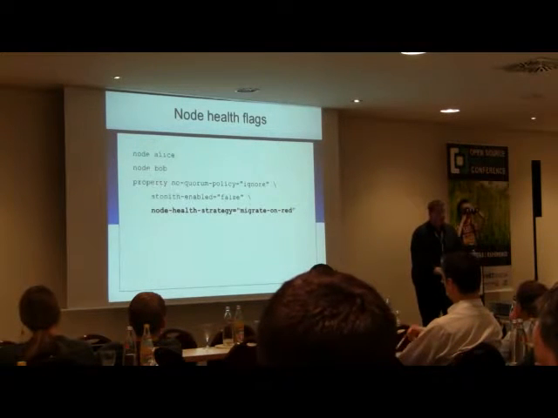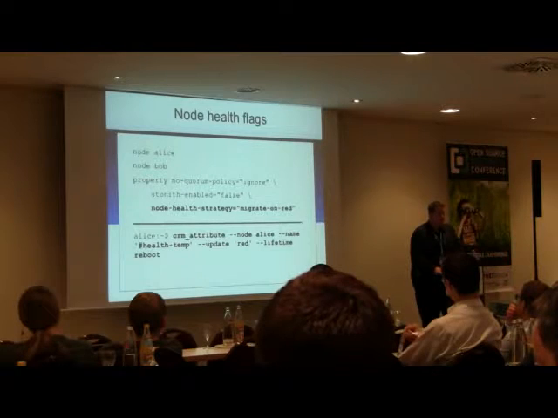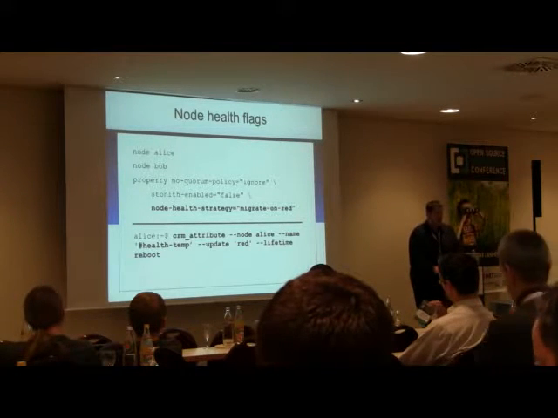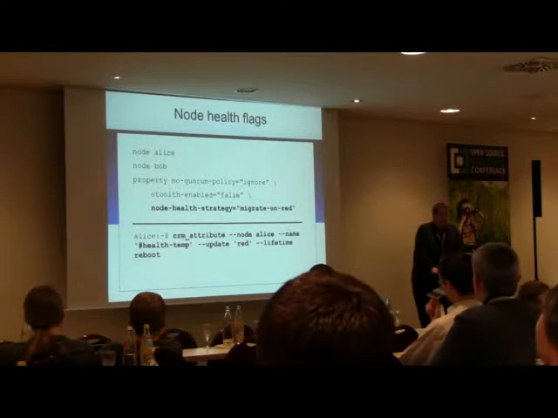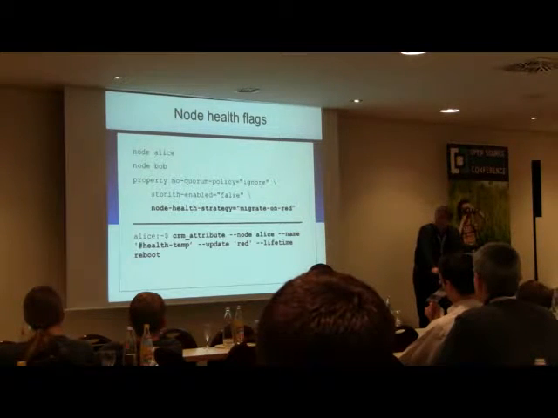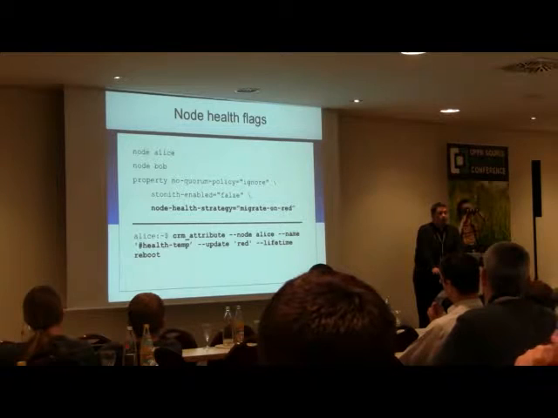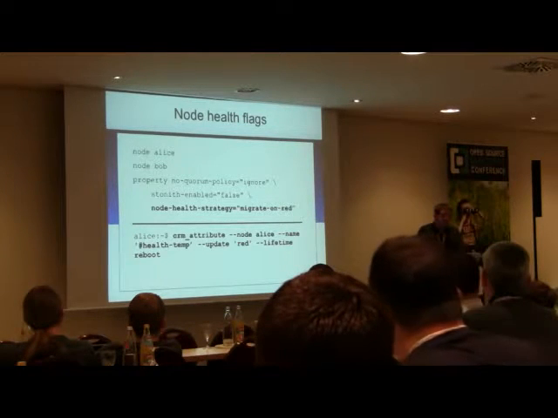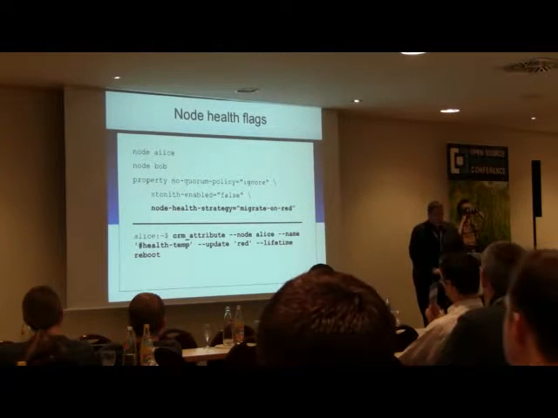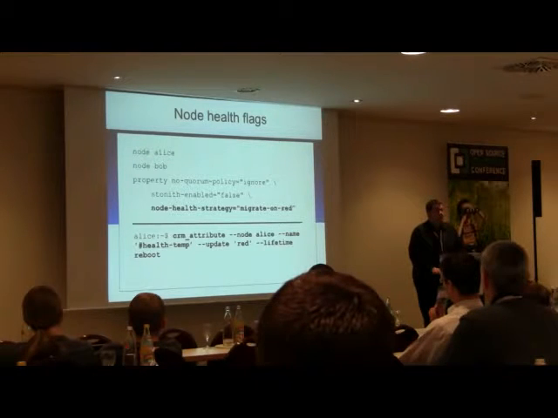If you want to set such a node flag, we can do it manually. This is how it would work on the command line. This is called the hash health temp attribute for Alice, and we're setting it to red. So with this setup in place, Pacemaker is going to move all resources running on Alice automatically away.